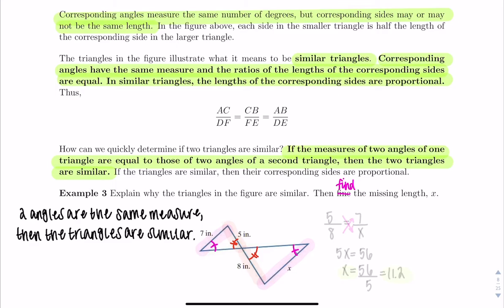Since we're looking for the length of x, and these are similar, we know that we can use corresponding sides. So 5 corresponds with 8, and this is equal to 7 over x. So this side and this side correspond, and x and 7 correspond. And so we can do cross multiplication here. So we get 5x equals 56. And so x equals 56 over 5, which is 11.2.